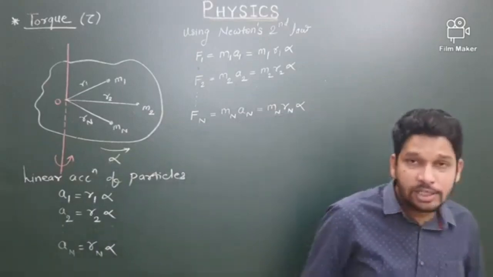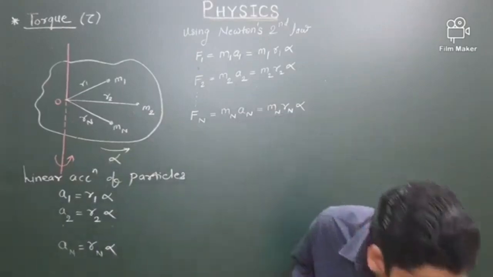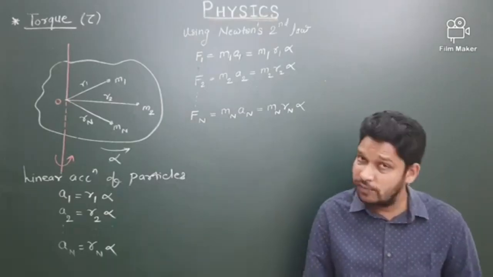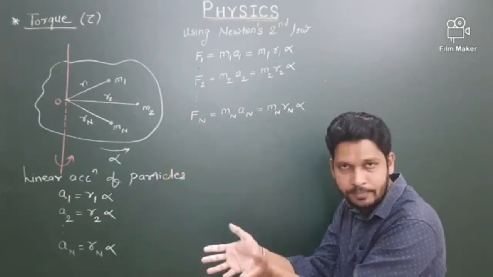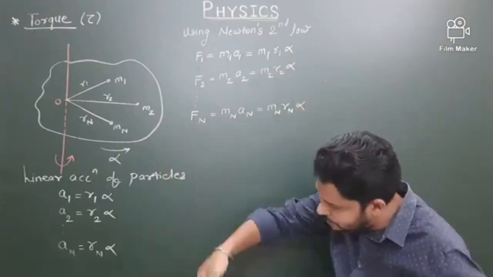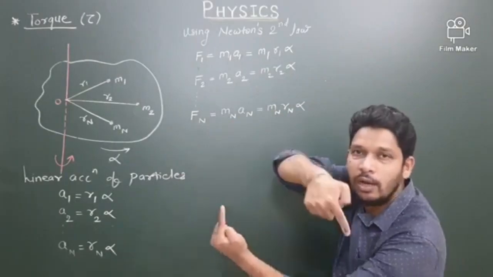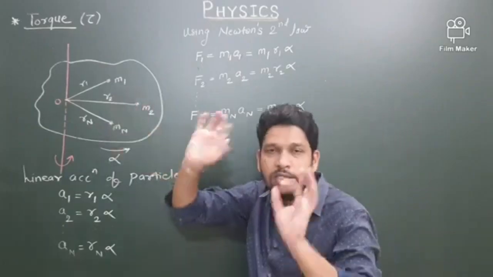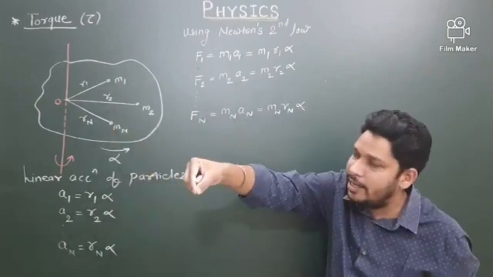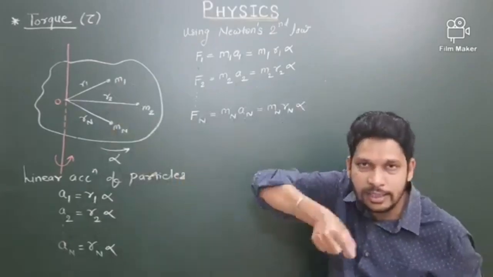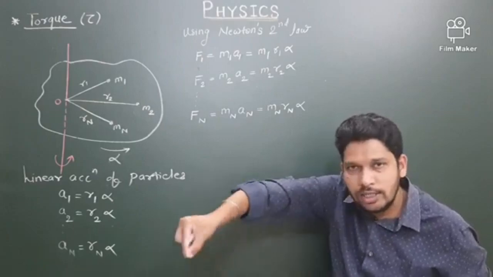Now pay attention. We are going to talk about direction now, which is very important. Imagine there is a three-dimensional body and there is an axis. The body is rotating like this. Now forget the body and concentrate on one particle. That particle is performing circular motion like this, in this plane.